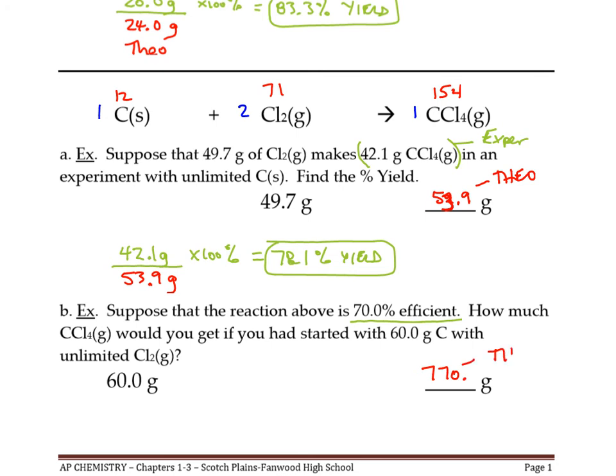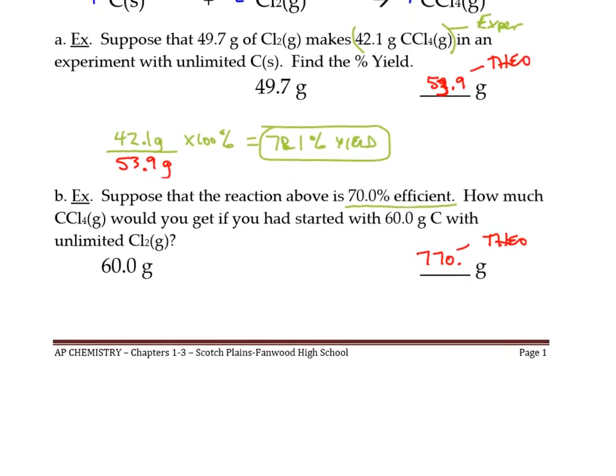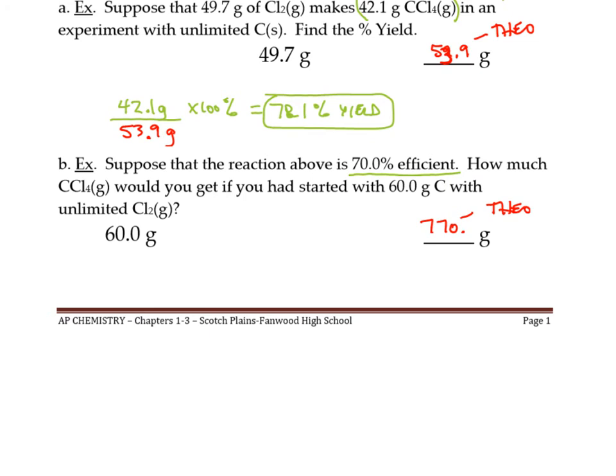Now remember, in this case I'm telling you the percent yield, so what you need to do is work a little backwards here. I'll give you two methods. One is if you just realize that 70% is like 0.7, and then you multiply that by the theoretical, like you take 70% of 770. That's going to give you what you were supposed to get, which is your 539 grams of CCl4, and that's again going to be your experimental. That's the shorter way to do it.